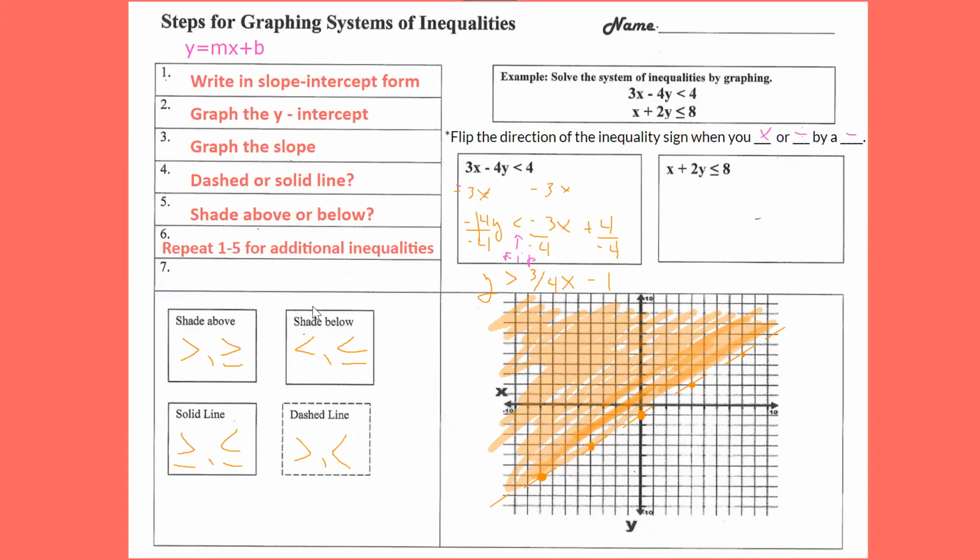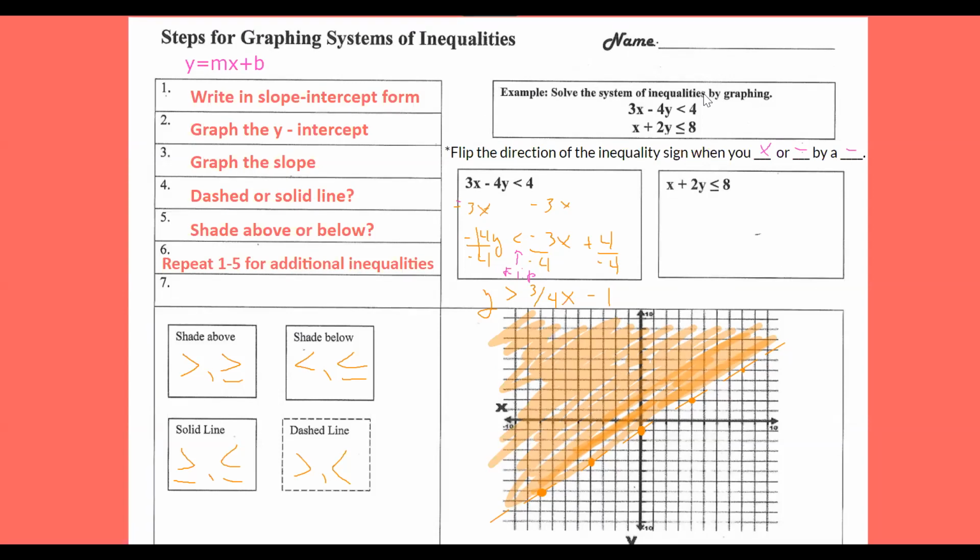Okay. So now we just repeat steps 1 through 5 for any additional inequalities. So in this example, we only have 2, so we're going to do it again for our second one. If you have more than 2, you just keep repeating. So you do one line at a time, and then you just keep adding your additional lines. So I'm going to pick a new color. I'm going to pick blue.